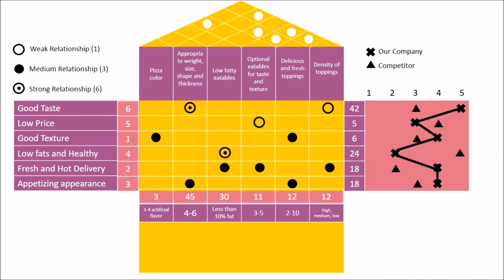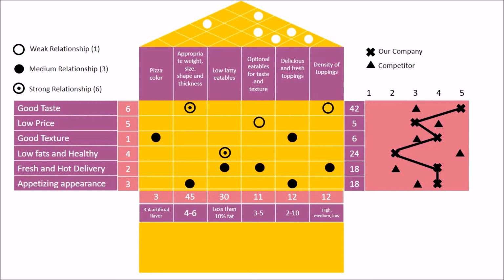since we add artificial flavored colors for appetizing appearance, our target is to add 3 to 4 artificial flavored colors. And in case of appropriate weight, size, shape, and thickness, that is the variety in terms of weight, size, shape, and thickness, how many variants of pizza are we going to have? So 4 to 6. And then low fatty eatables, we have our target of having less than 10% of fatty eatables. And in optional eatables for taste and texture, we can have 3 to 5 optional eatables.